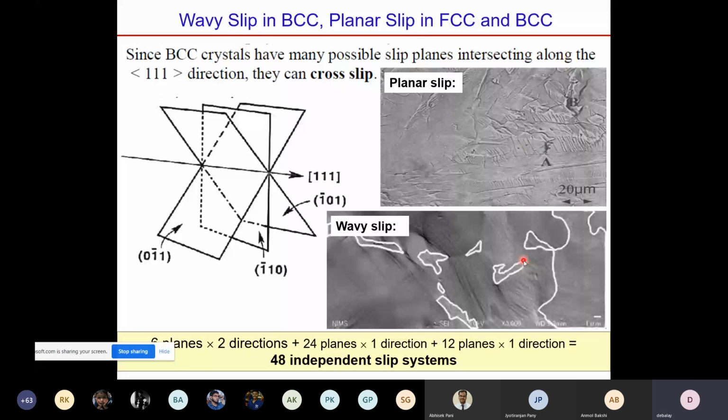So cross slip becomes very important. That's why screw dislocation and cross slip become very important in BCC. Screw dislocation and cross slip play a very important role.